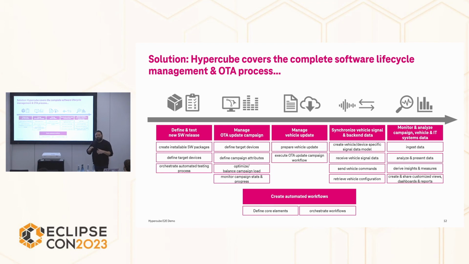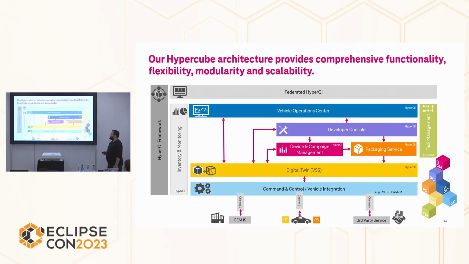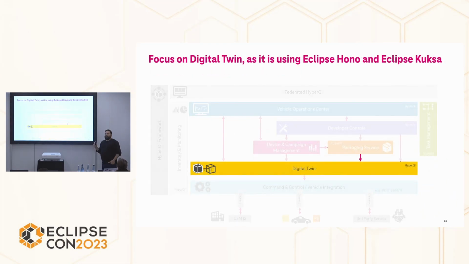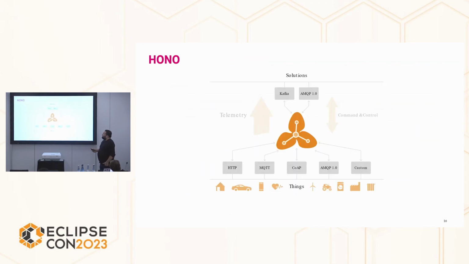Now we're moving a bit away from the general overview, looking more into technical details. Here's again the general architectural overview, and the focus will now be the digital twin. We will more or less ignore all the rest and focus just on the digital twin.